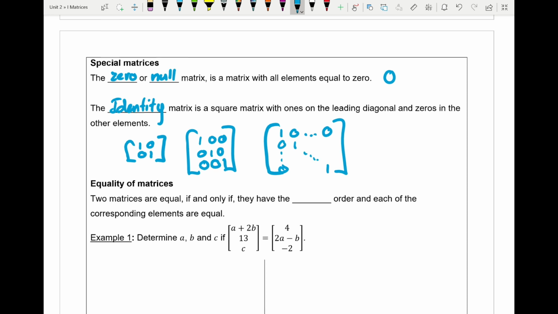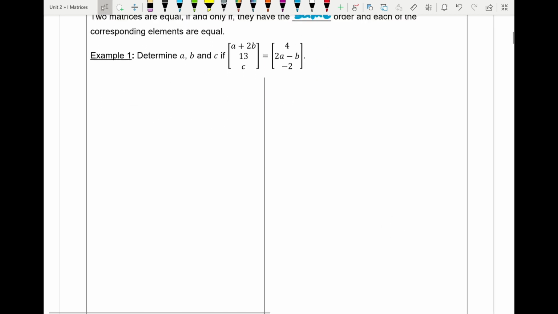Two matrices are equal if and only if they have the same order and each of the corresponding elements are equal. So if we're told here, A plus 2B, 13C is equal to 4, 2A take B, negative 2, it means all of the corresponding elements are equal. So we can rewrite this as a system of linear equations.